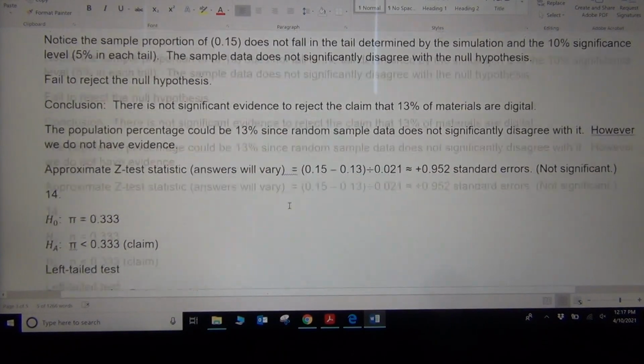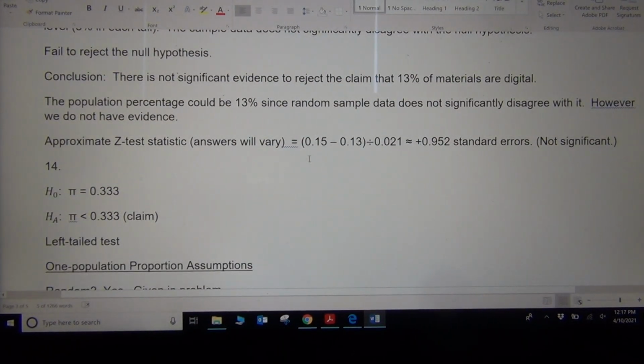So let's see. If I do 0.15 minus 0.13, remember to subtract them first, you're going to get 0.02. And then 0.02 divided by 0.021 is a little under 1. So we're going to get a positive 0.952. So this tells us that our sample proportion, 0.15, was 0.952 standard errors above, remember it's positive, that population proportion in the null hypothesis.